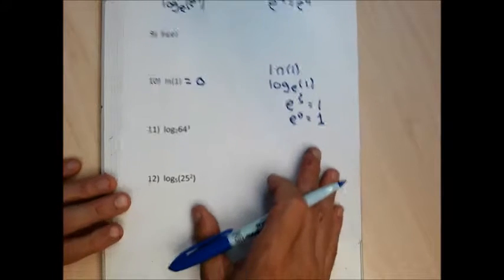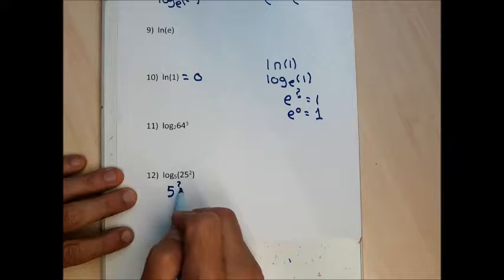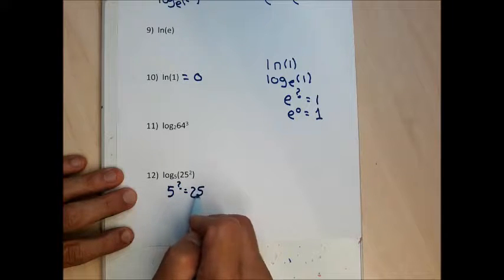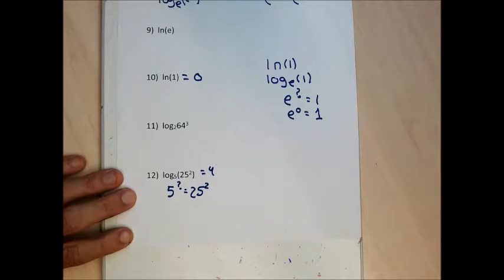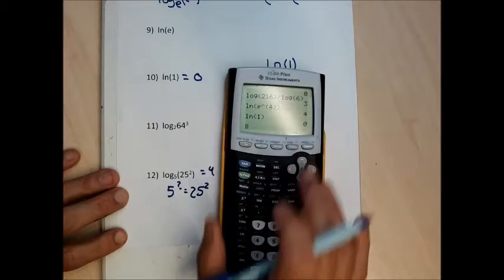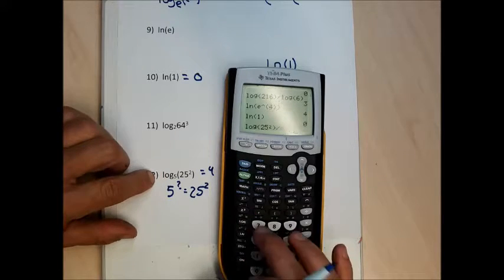For number 12, this is asking 5 to what power is 25 squared? Of course, you know that that's equal to 4. If you don't know that, or you have to do any work to get that, then you should just do log of 25 squared divided by the log of 5.